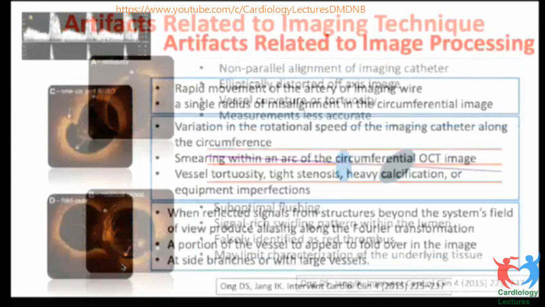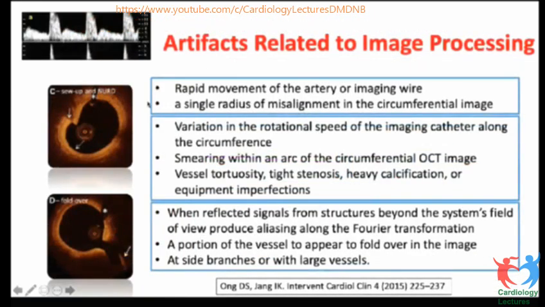Secondly, the artifacts related to image processing. There are three artifacts. The first one is the sew-up artifact. You know, this imaging catheter has to remain in the same position until it forms a 360 degree image. Suppose it moves forward or backward, that produces a combination of two sections rather than a single cross section. That produces an artifact called sew-up or step artifact. It is nothing but a single radius of misalignment in the circumferential image that results from rapid movement of your artery or imaging catheter. Usually occurs in AV groove arteries such as LCX and RCA, which move rapidly with your cardiac cycle.